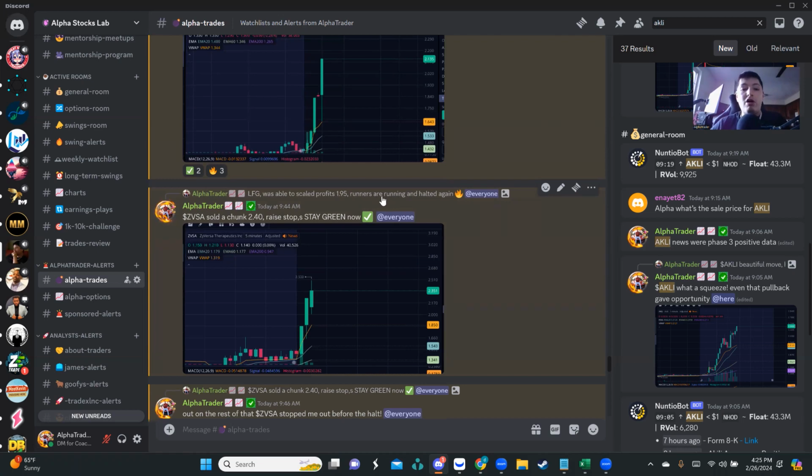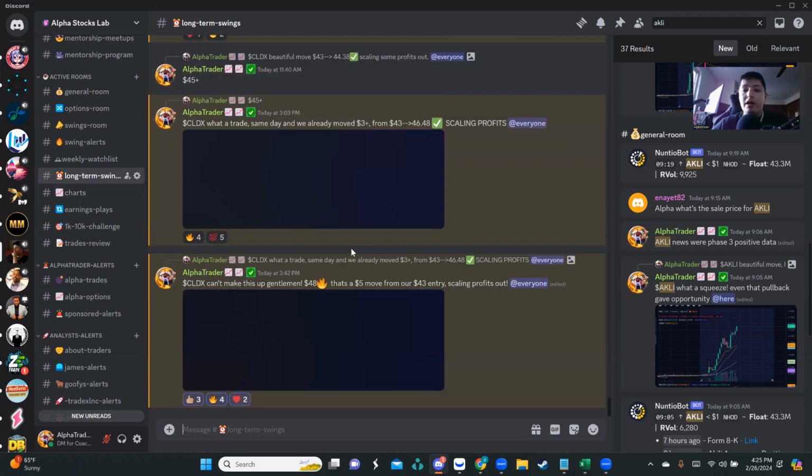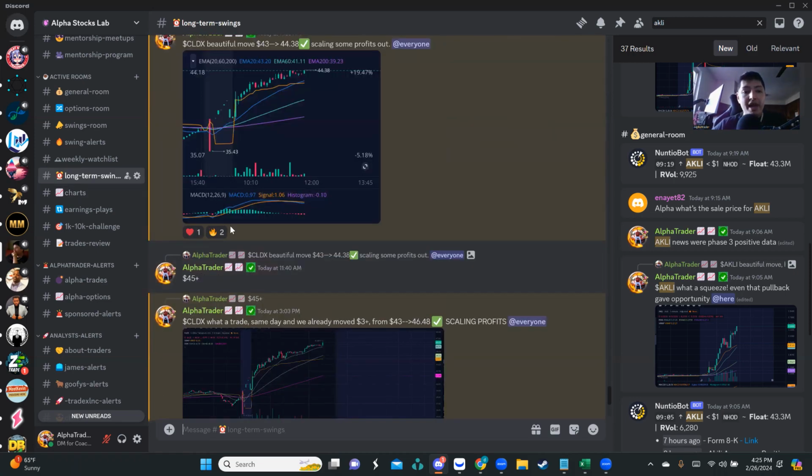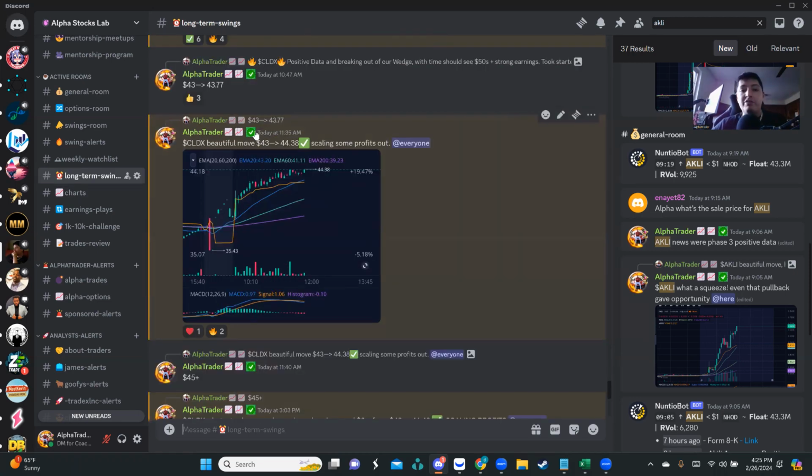But man, we are banking on this. And this is only a couple of the setups, because I've also been dropping some swing trades that are fire, and they know which ones. For our long-term swings, for example, this morning I saw one that reported earnings, amazing earnings, and also reported some good data, which was CLDX. I told my students about it at $43.